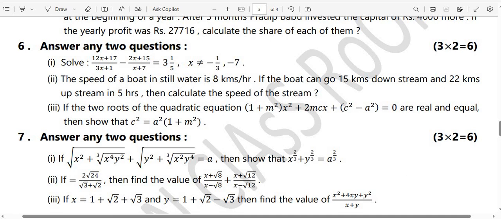1. If the cube root of x square y to the power 4 plus the cube root of y square x to the power 4 is equal to a, then show that x to the power 2 by 3 plus y to the power 2 by 3 is equal to a to the power 2 by 3.